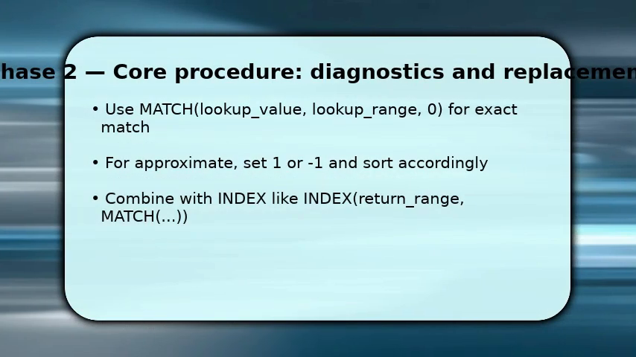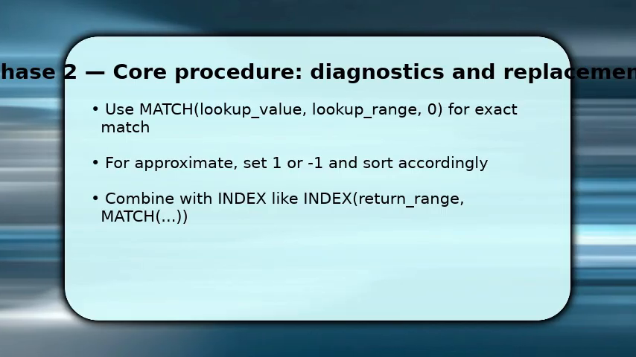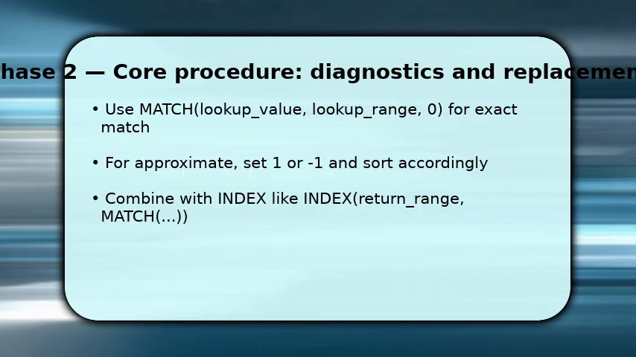Now you construct MATCH to find the row index. Use MATCH, lookup value, lookup range, 0 for exact results. This returns the relative position inside the lookup range. If you need approximate matches, set 1 or -1 and ensure sorted order, otherwise you'll get wrong rows.